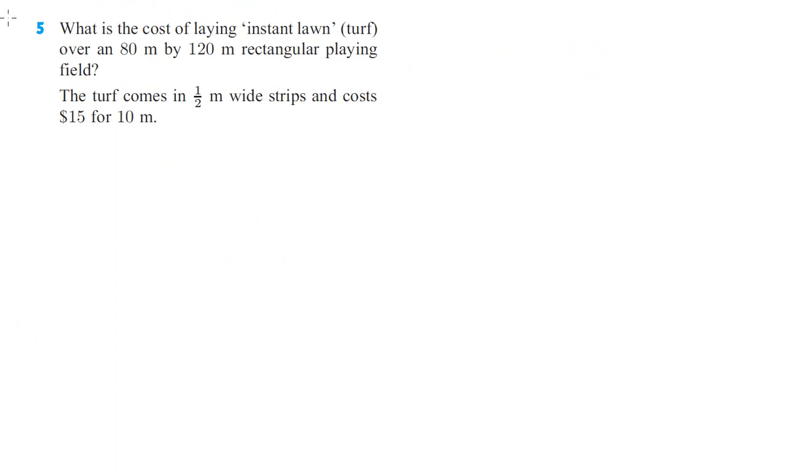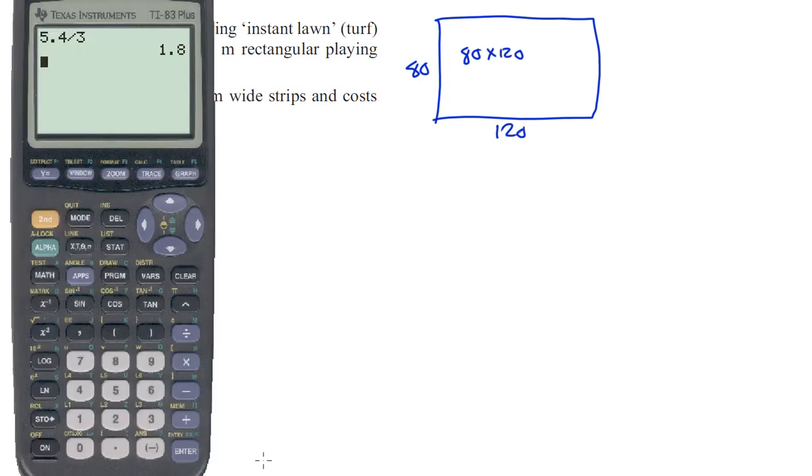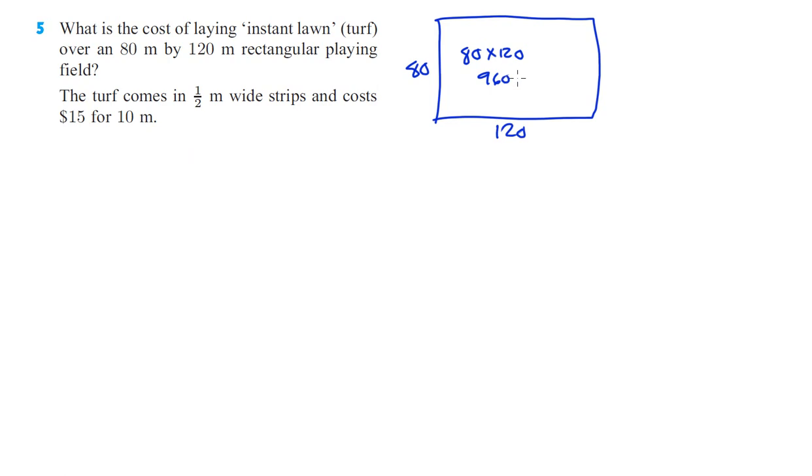What's the cost of laying instant lawn turf over an 80 meter by 120 meter rectangular playing field? Turf comes in 1/2 meter wide strips and costs $15 for 10 meters. Okay, so first off, let's figure out how many square meters we're going to need. So this is 80 by 120, so the area in here is just going to be 80 times 120, and we get 9,600. So this is 9,600 square meters of turf that we're going to need.